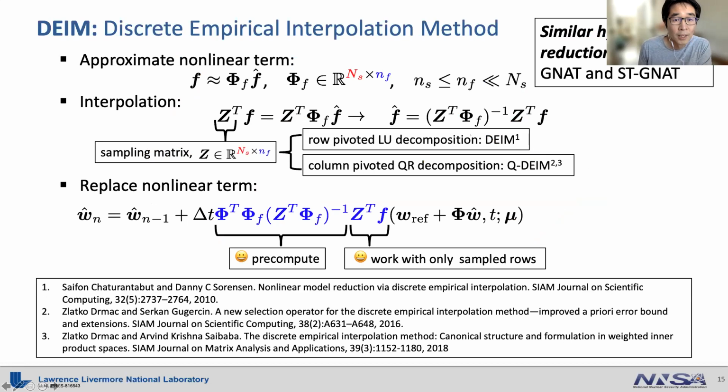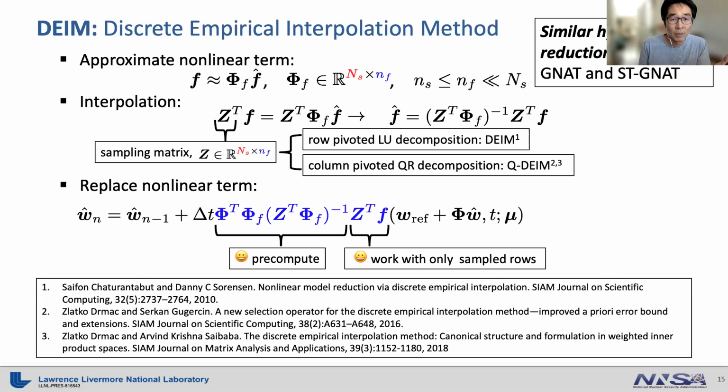So the pseudo inverse shows up. Here it's just the inverse, but the pseudo inverse shows up because of the dimension of this matrix. Let's say you have a basis size of 5, so the number of columns is 5, but the number of rows is determined by the number of sample points you choose in the hyper reduction. If those two numbers match, then you will end up getting a square matrix.